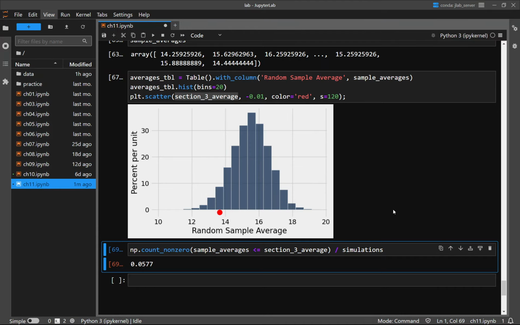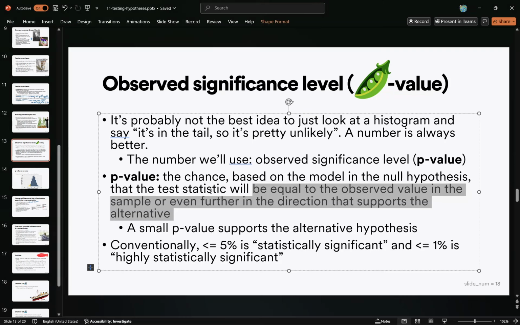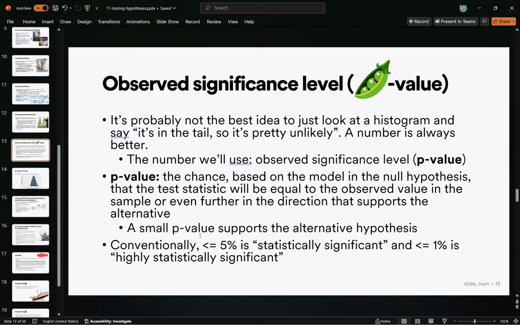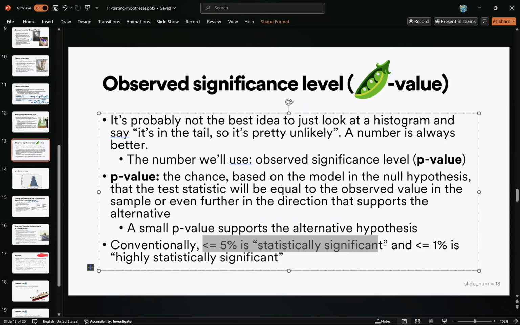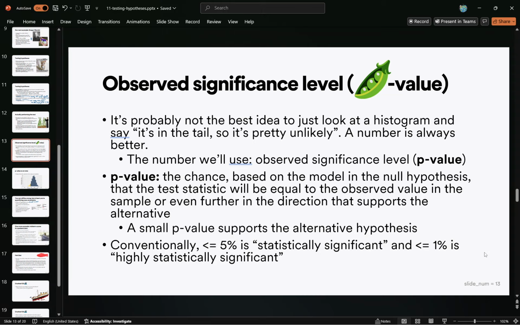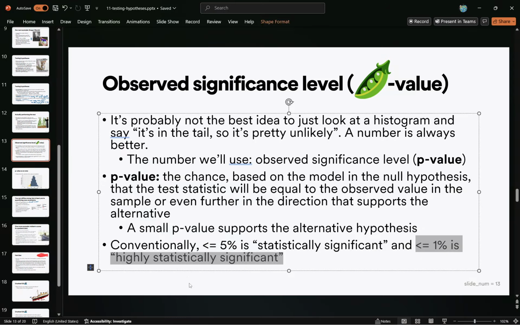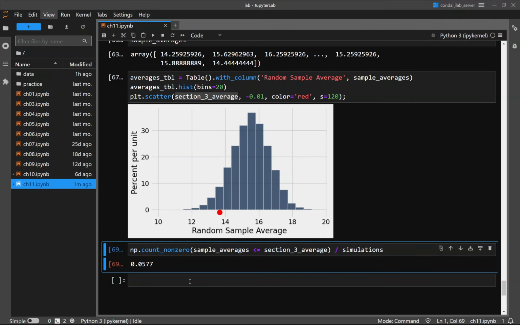Does that make sense, what we just discovered? So that's a number now associated with that idea. And in general, in real life, when you calculate a p-value, if it's less than or equal to 5%, then that's a statistically significant result. Maybe that means we really should think about the alternative hypothesis. If it's less than 1%, that means highly statistically significant. This is technically neither, right? It's not 5 or less, but it's super close to 5.